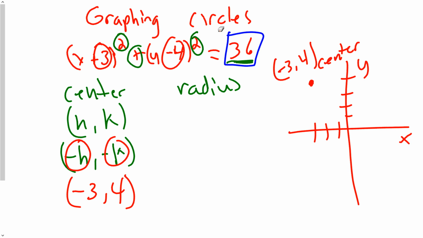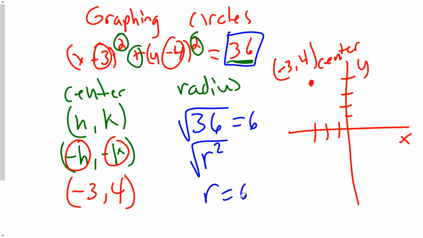Now I find my radius by taking the number that the sum of those squareds is equal to, and I square root it. Because it was r squared, but I want r, so I have to square root that. And I only care about the positive here because it's the radius, the distance. So that equals 6, so r equals 6. From the center, not from the origin, I'm going to count down 6. 1, 2, 3, 4, 5, 6.